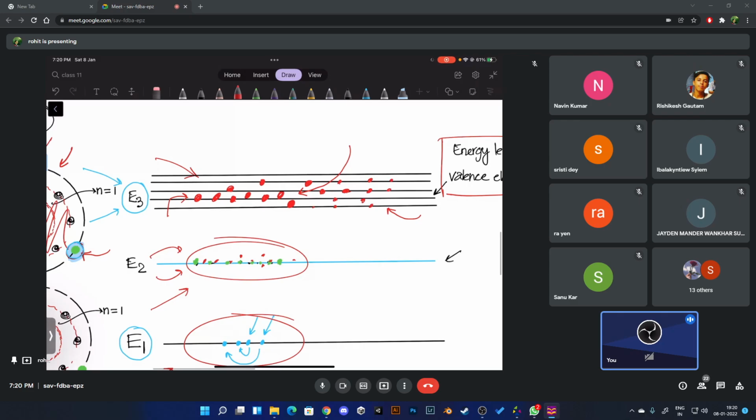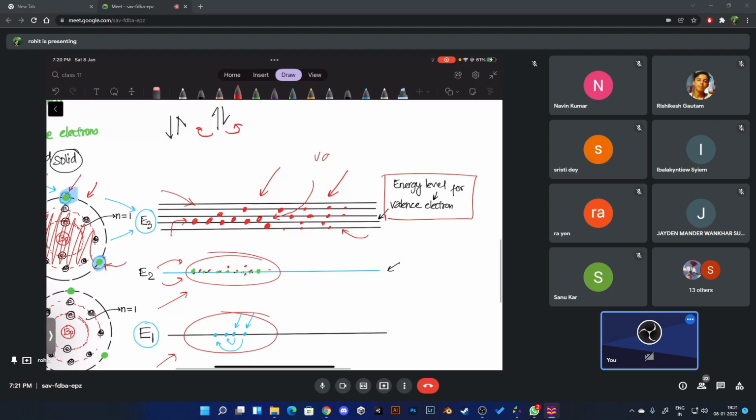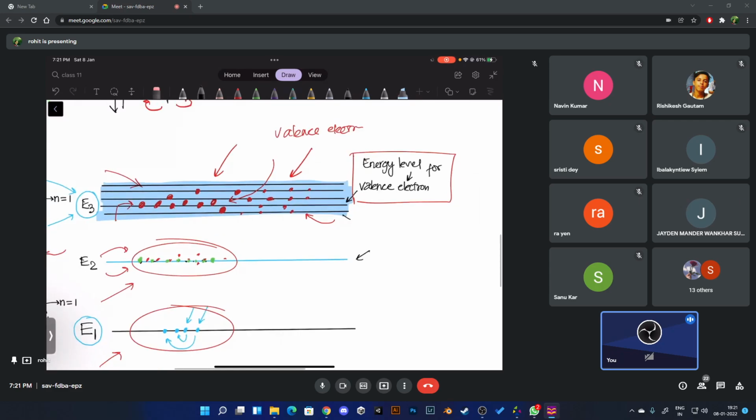So now, at least you can understand who belongs here. All these electrons are only the valence electrons. Now listen, I'm going to define something for you. Look at this. Do you agree that I can group all of them together? I can make a group out of all of them, right? Yes or no?